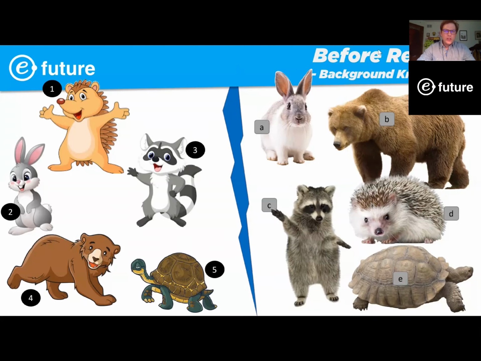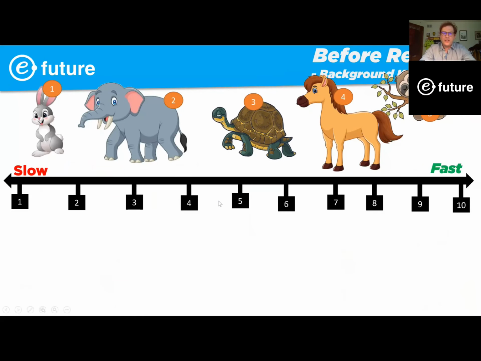Okay, so number two is the rabbit. Where do you see the rabbit on your right? Is it A, B, C? I think it's A. Where's the raccoon? 3 and C. All right, so you get the idea here. You're trying to make these connections. I need to kind of speed through this a little bit.